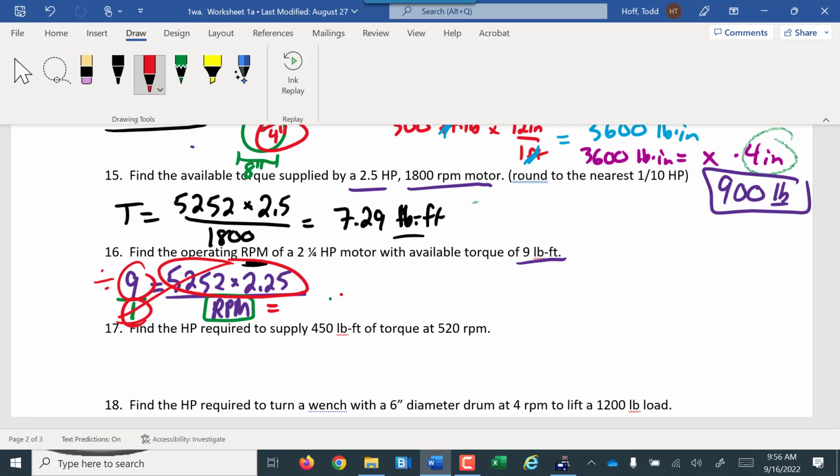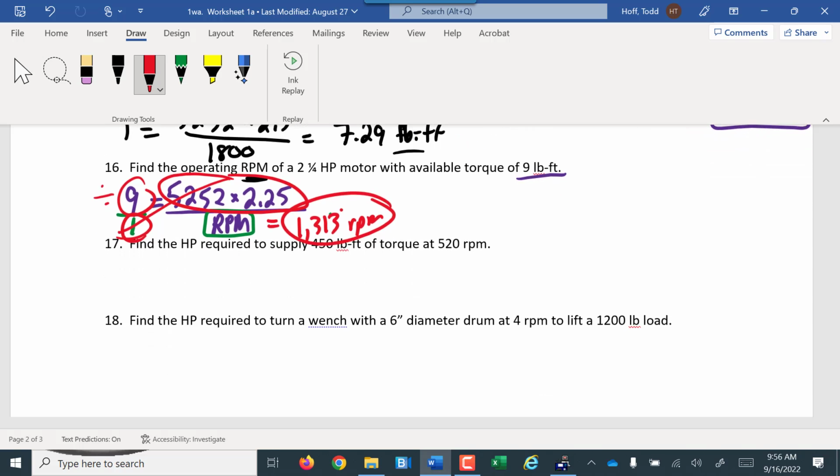Multiplying by 1 doesn't do anything, so we just divide by 9. We get 1,313 RPM. So that'd be the operating speed for that. How many of you had that one? Good, that was a tough one. Any questions on that one? So that is the trick. Whenever you're solving for something in an equation, and what you're solving for is on the bottom of a fraction, that is generally the easiest way to do it, is to turn it into a proportion so you can cross multiply and divide.